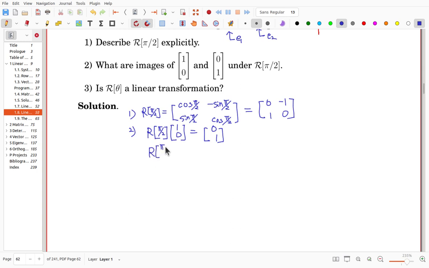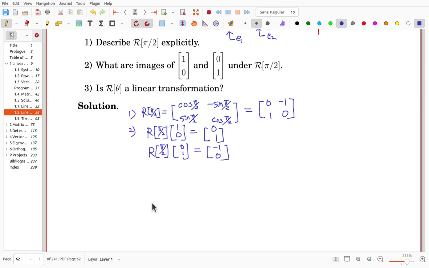Now, how about the second one? R pi of 2 with (0, 1), the vertical vector. Then the matrix (0, -1; 1, 0) times (0, 1), so that will be (-1, 0). Also, it is quite reasonable geometrically. This is a vertical vector, and pi of 2 counterclockwise rotation will become the negative horizontal direction, right?